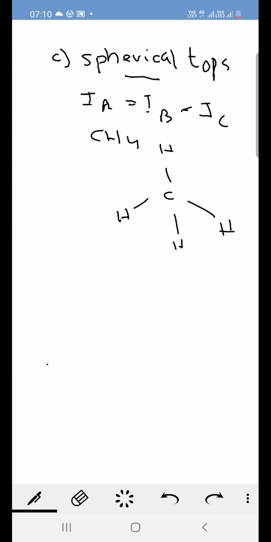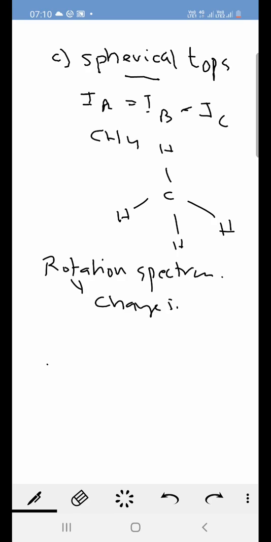Now, it is observed that for any rotational spectrum, the rotation should produce a change in dipole moment. But for spherical tops, since it is a totally symmetrical molecule, rotation will not cause any change in dipole moment, so it cannot produce any rotational spectra.